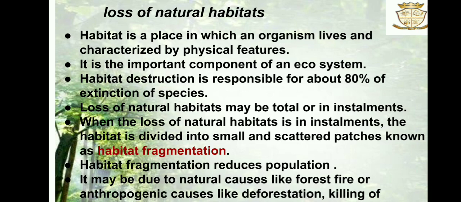When the loss of natural habitats is in installments, the habitat is divided into small and scattered patches known as habitat fragmentation. Habitat fragmentation reduces population so greatly that chance events like unfavorable weather can cause extinction of certain species of wildlife. Habitat loss is one of the threats to biodiversity which may cause serious effect on the stability of the ecosystem. It may be due to natural causes like forest fire or anthropogenic causes like deforestation, killing of animals, etc.